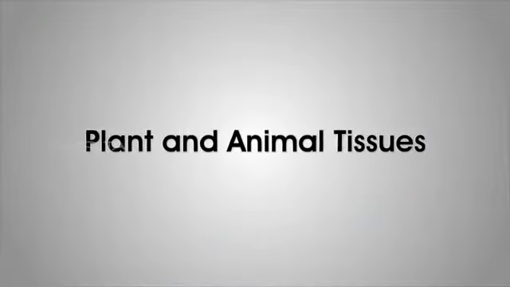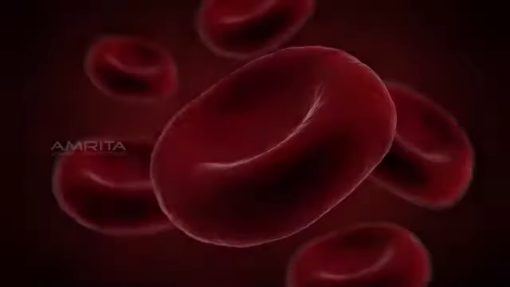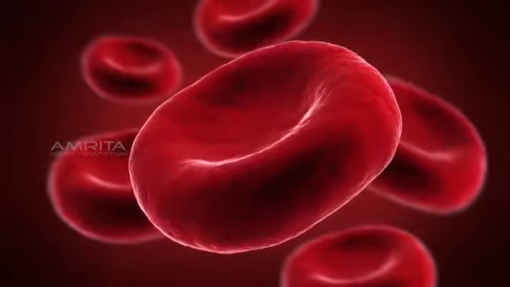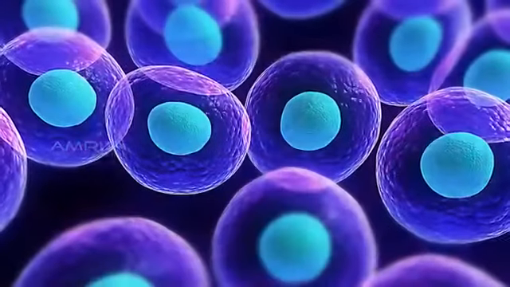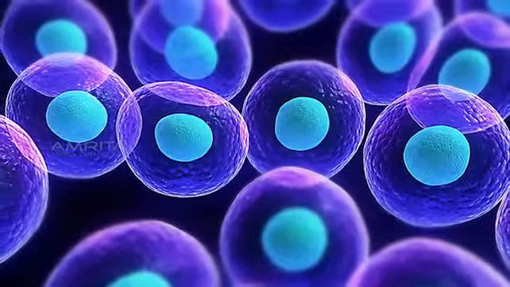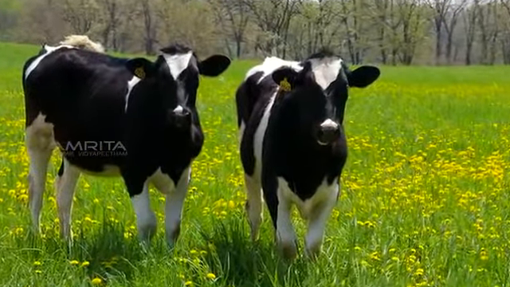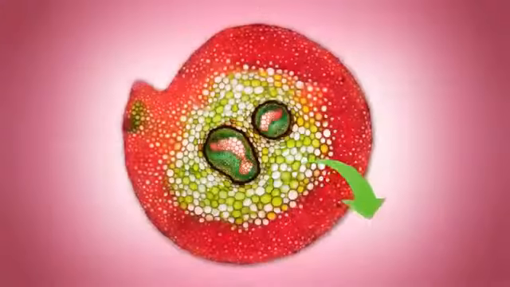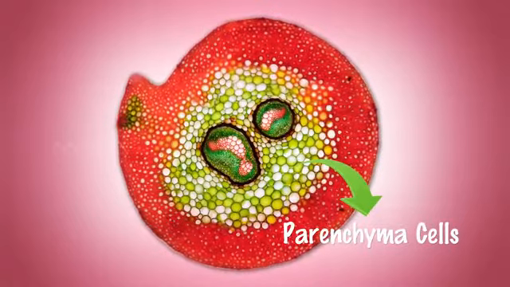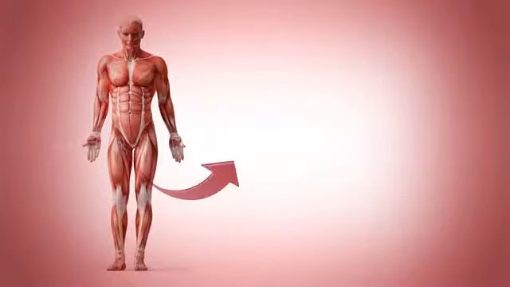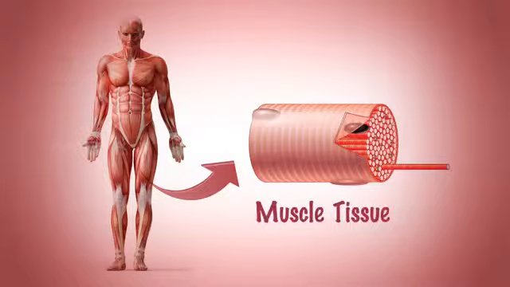Plant and animal tissues. Tissues are groups of cells that aggregate together based on similar structure and function. Animals and plants are made up of different kinds of tissues. For example, groups of parenchyma cells form parenchyma tissues and muscle cells form muscle tissue.